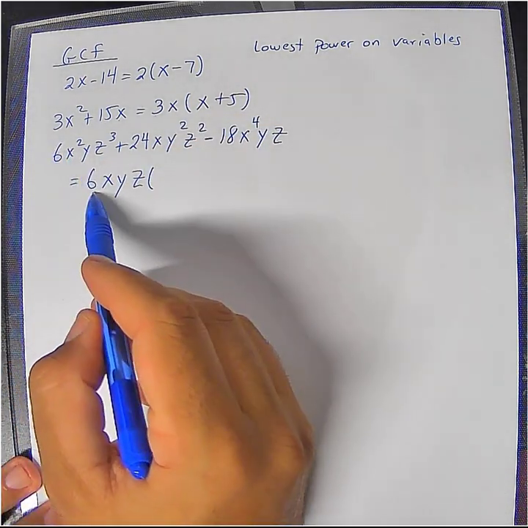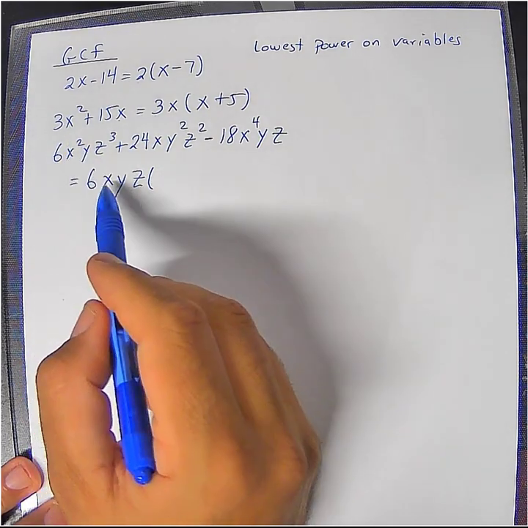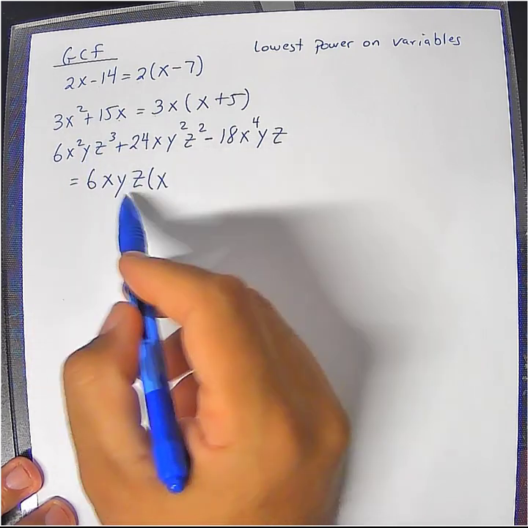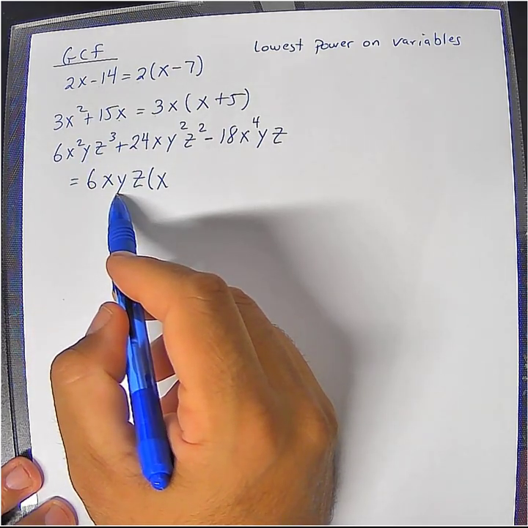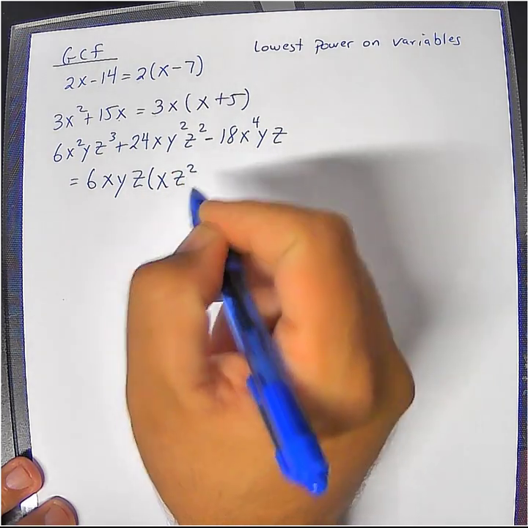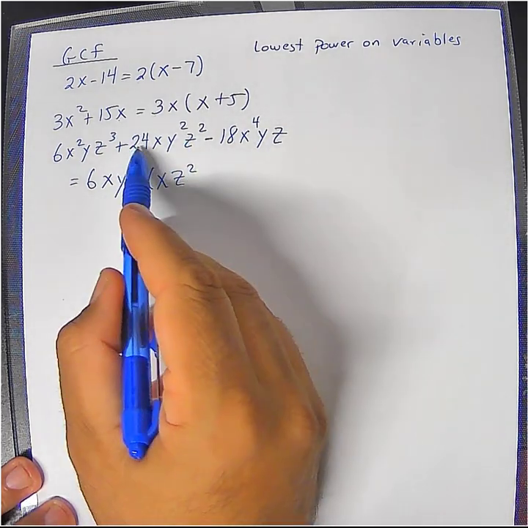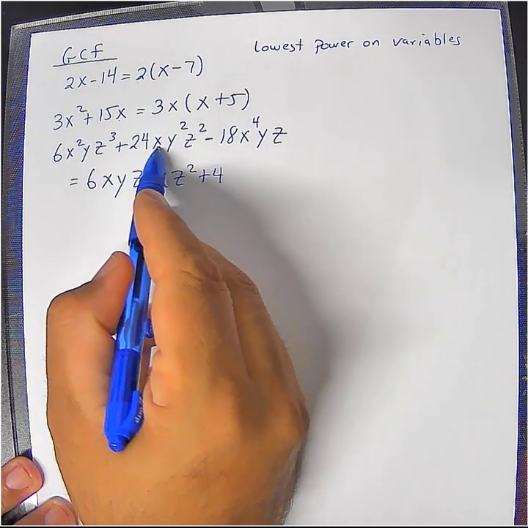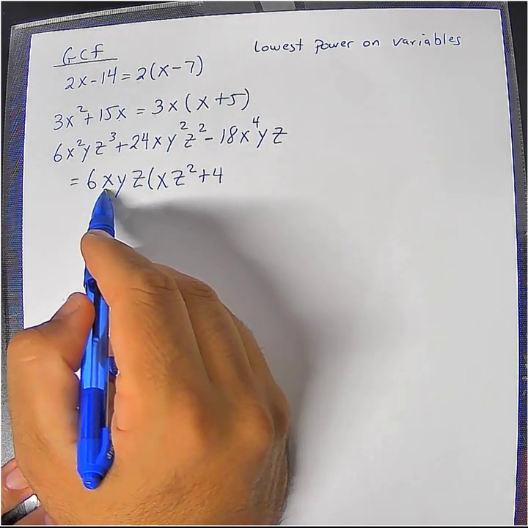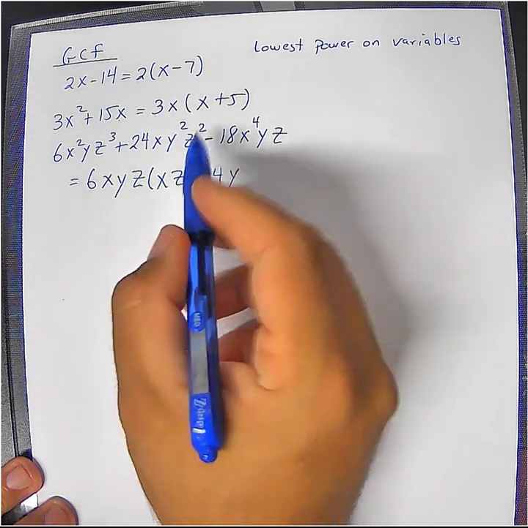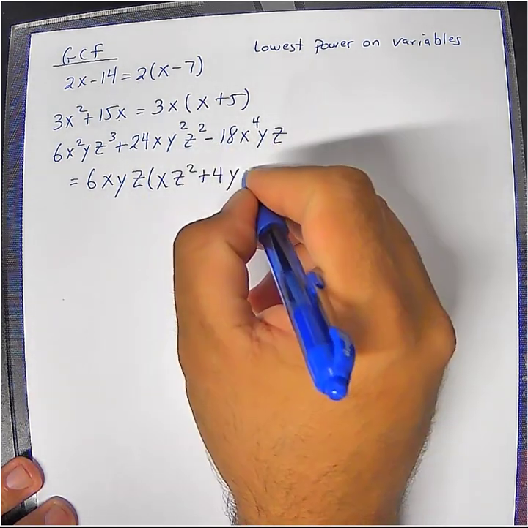6 divided by 6 is 1. I had 2 x's, took 1 out, that leaves me with 1x. I had a y, took a y out, no more y's. I had 3 z's, took out 1 z, now I have 2 z's. Positive 24 divided by 6 is 4. I had 1x, took 1x out, we're gone. I had 2 y's, took 1 out, I get 1 y left. 2 z's, took out 1 z, I have a z left.